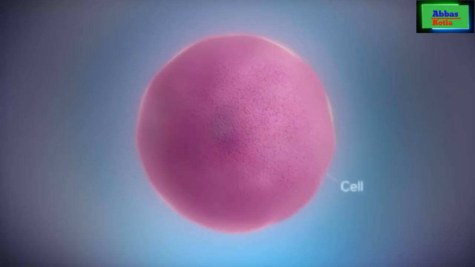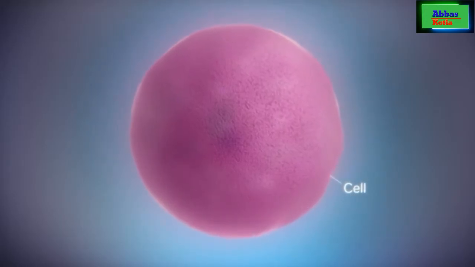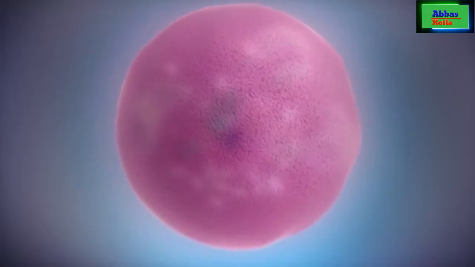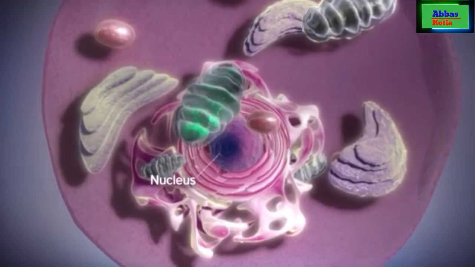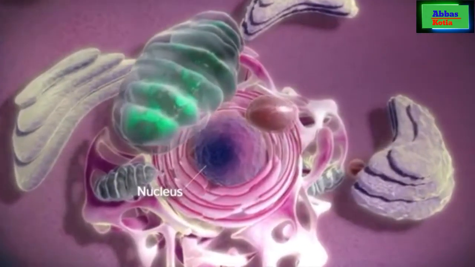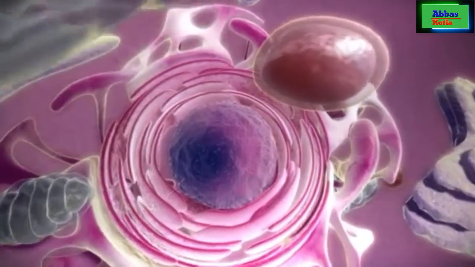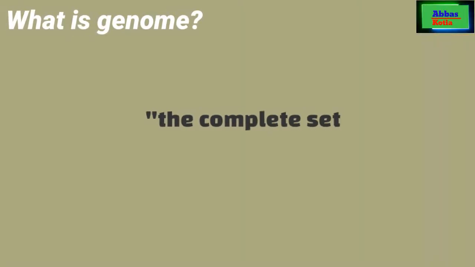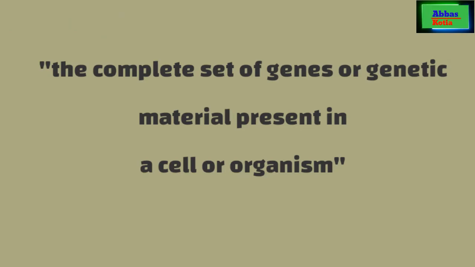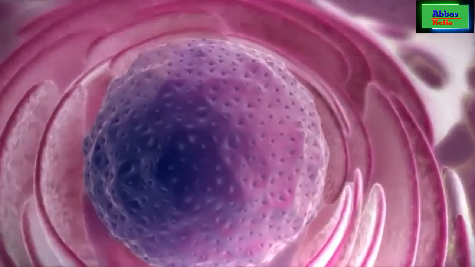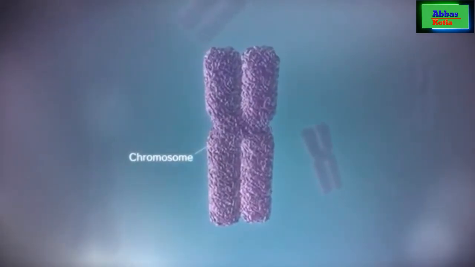So the cell is the basic structural and functional unit of all living organisms. Each cell has a nucleus, which is present in the center of the cell, and each nucleus has a genome. So what is a genome? The complete set of genes or genetic material present in a nucleus or organism is known as the genome. In humans, the genome is divided into 23 pairs of chromosomes.